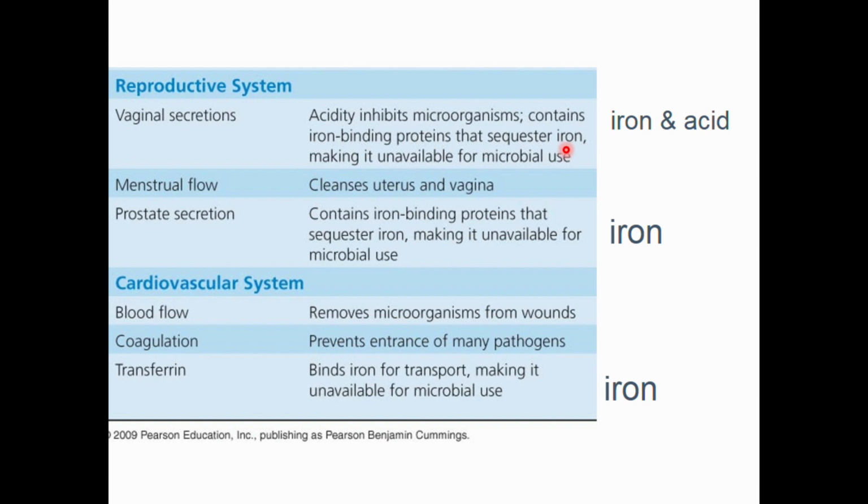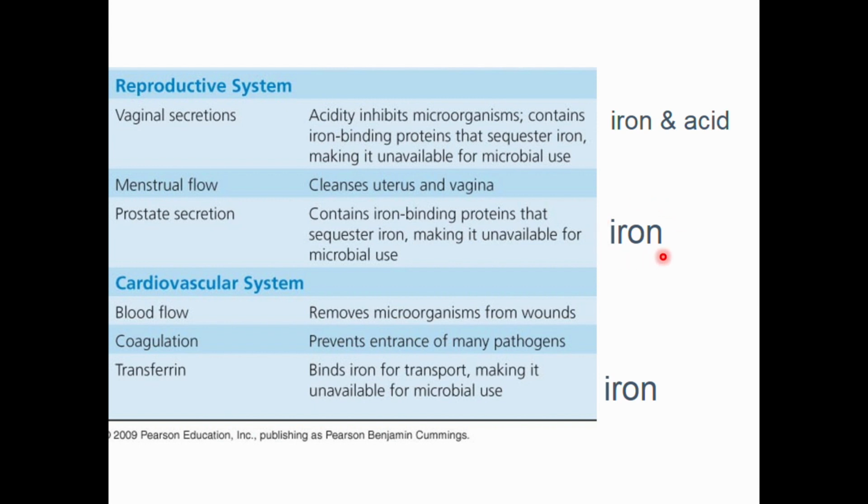And so when we look at this, what you need to remember is that vaginal secretions will protect the iron from the bacteria, and it is acidic, and so it will prevent a variety of bacteria from growing there. And if we look down here, for example, prostate secretion contains iron-binding proteins that sequester iron. So again, iron is key.